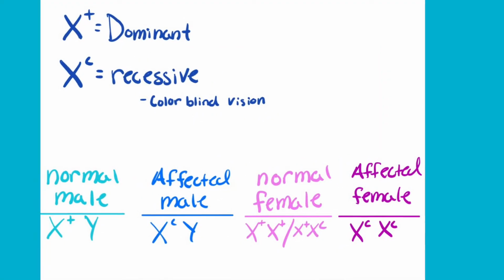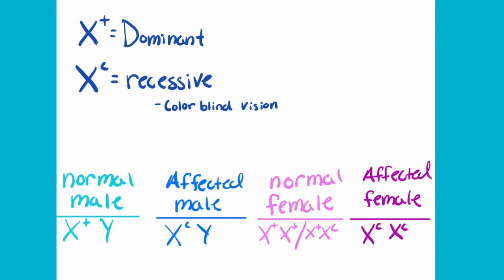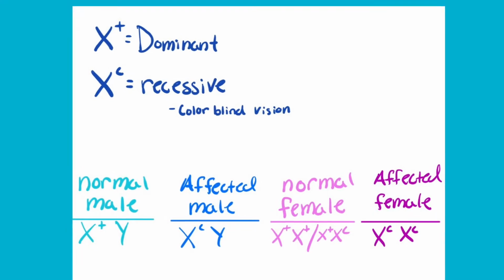Color blindness is an X-linked recessive gene. We can see here that it requires both affected alleles on the X chromosome to have an affected female, and while the male only possesses one X chromosome, he will only need the one affected allele.